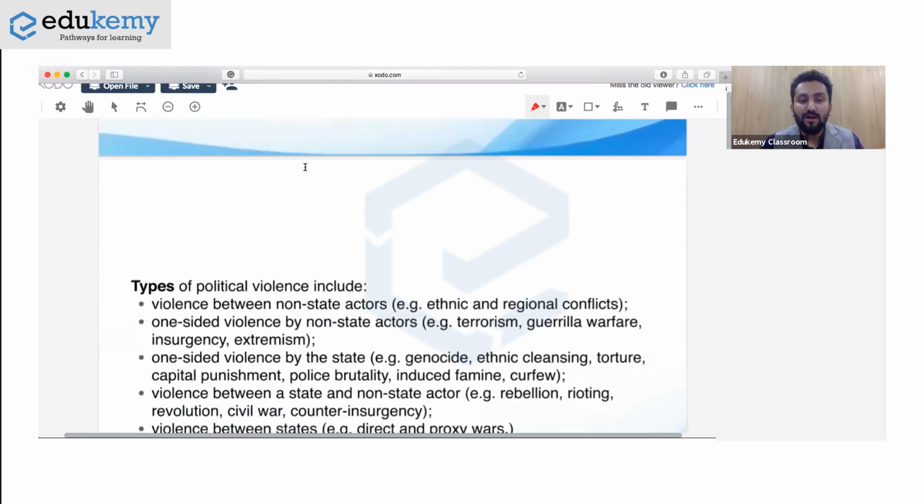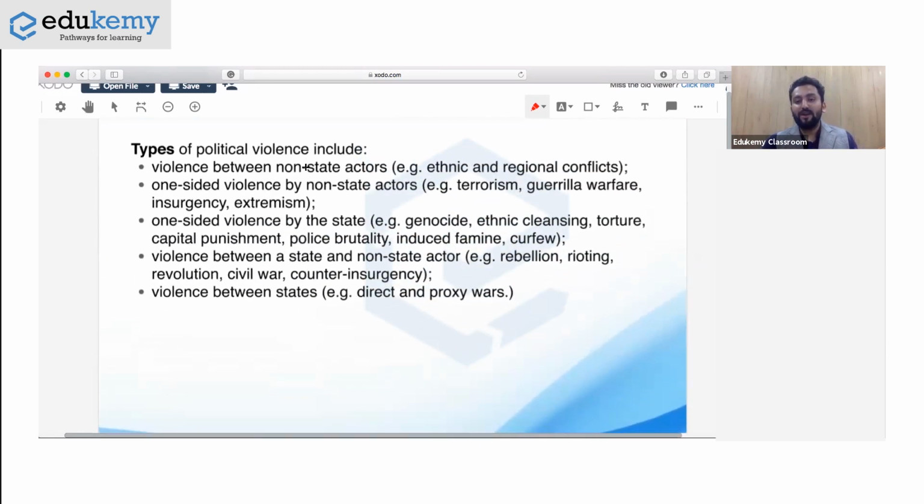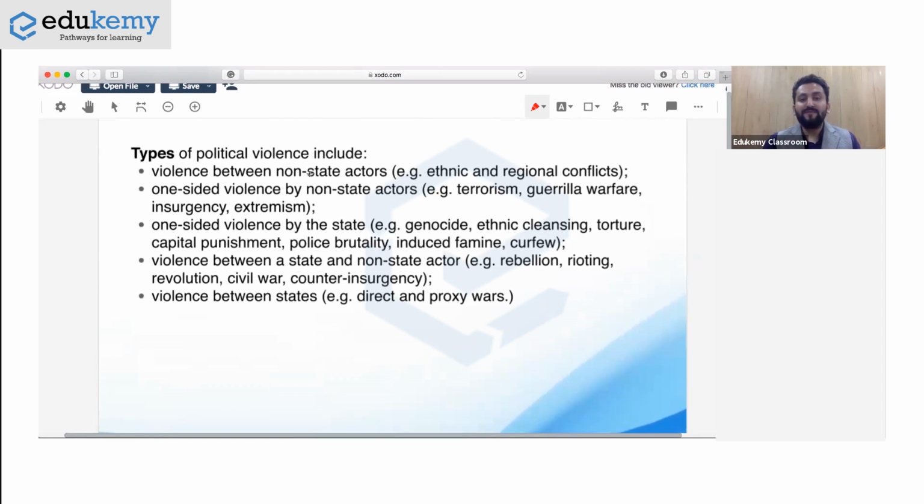How is it broad? Because these are the types of political violence. Violence between non-state actors, any ethnic and regional conflicts. This is also political violence. One-sided violence by non-state actors, for example, terrorism. Terrorists committing violence against a particular group, particular religious group. That is also political violence. Guerrilla warfare, insurgency, extremism.